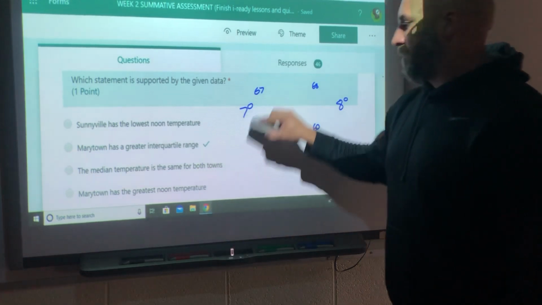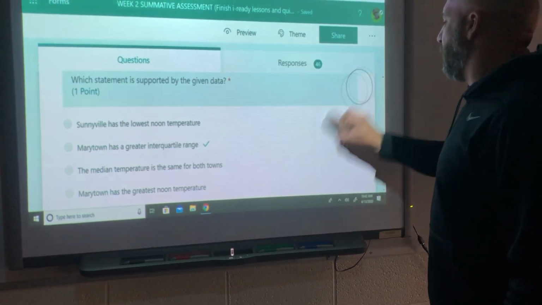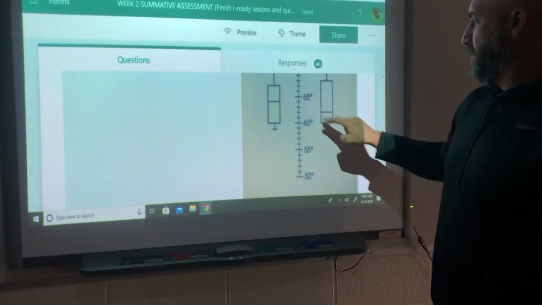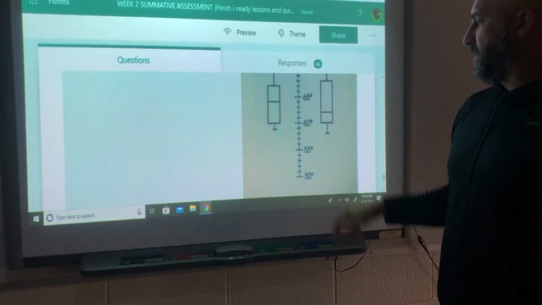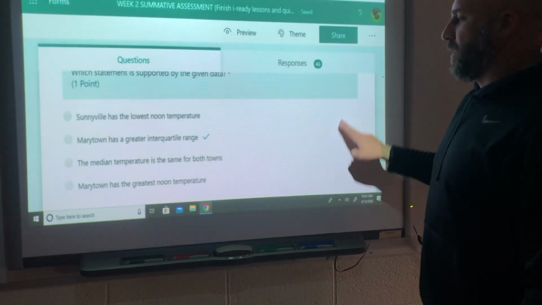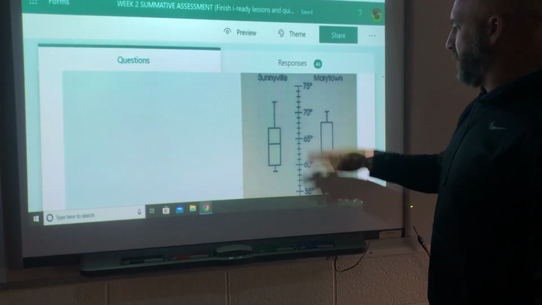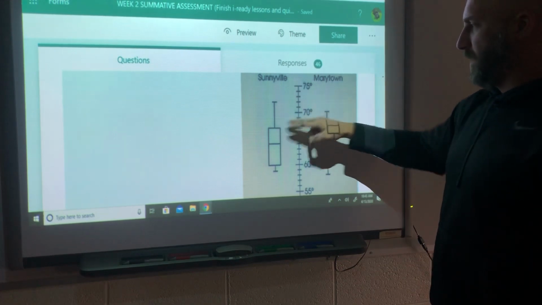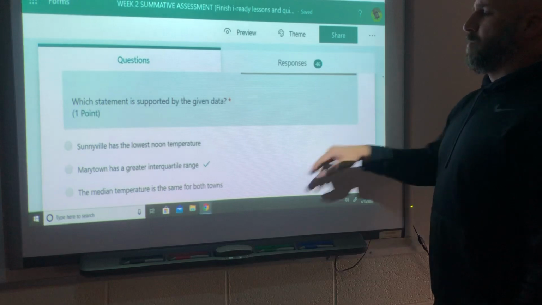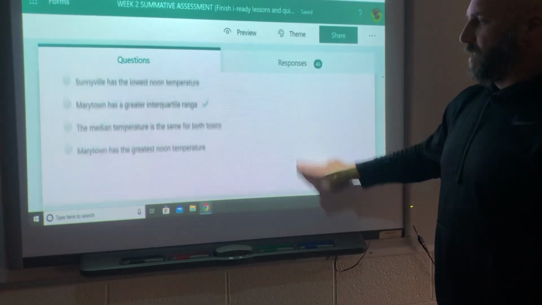And we can prove the other ones. The median is the same. Obviously that's not true when we compare the 2 medians. Sunnyvale was higher. And Marytown has the greatest noon temperature. Once again, definitely false. That's 70, that's 72. All right, so we're looking for the B. Marytown was the greatest of the interquartile ranges there.